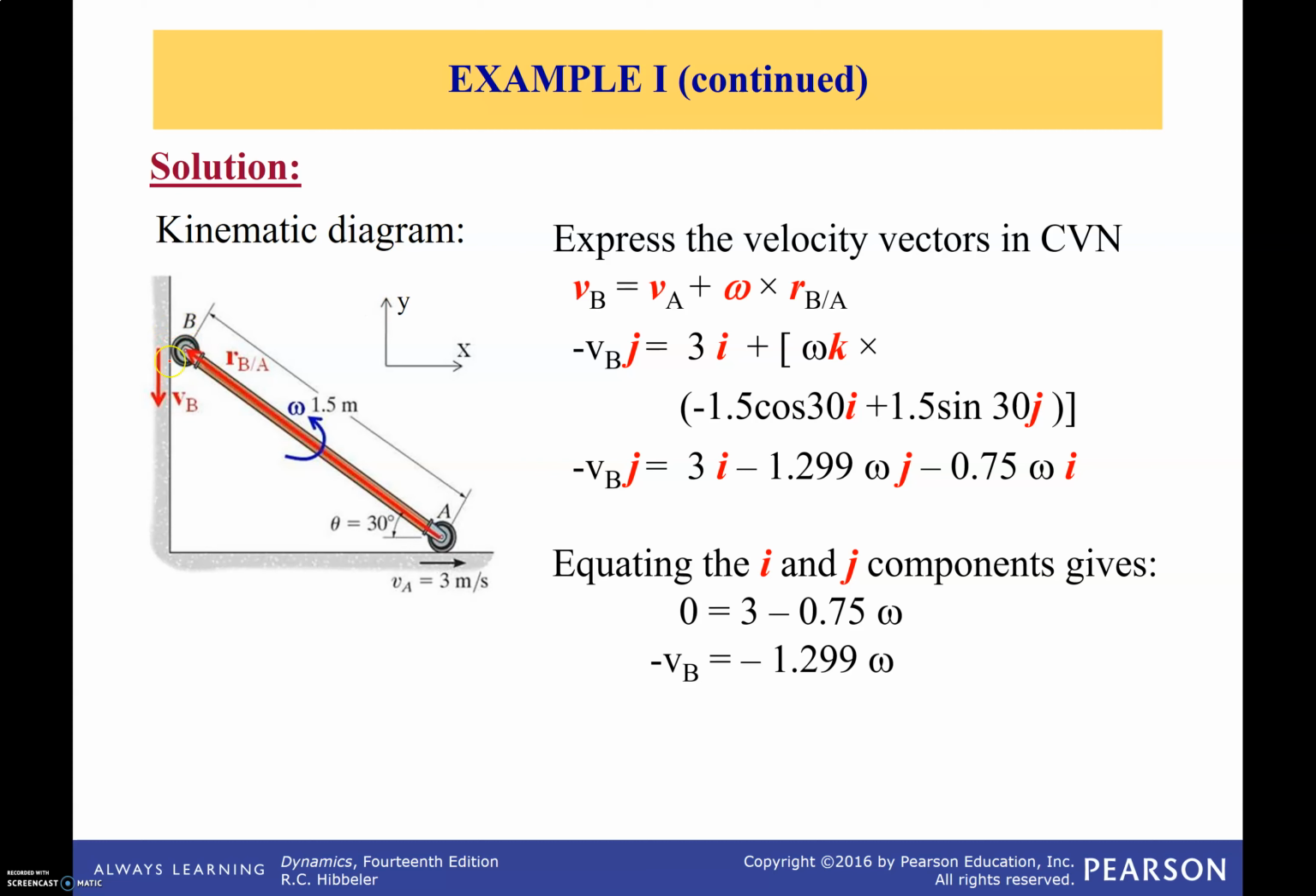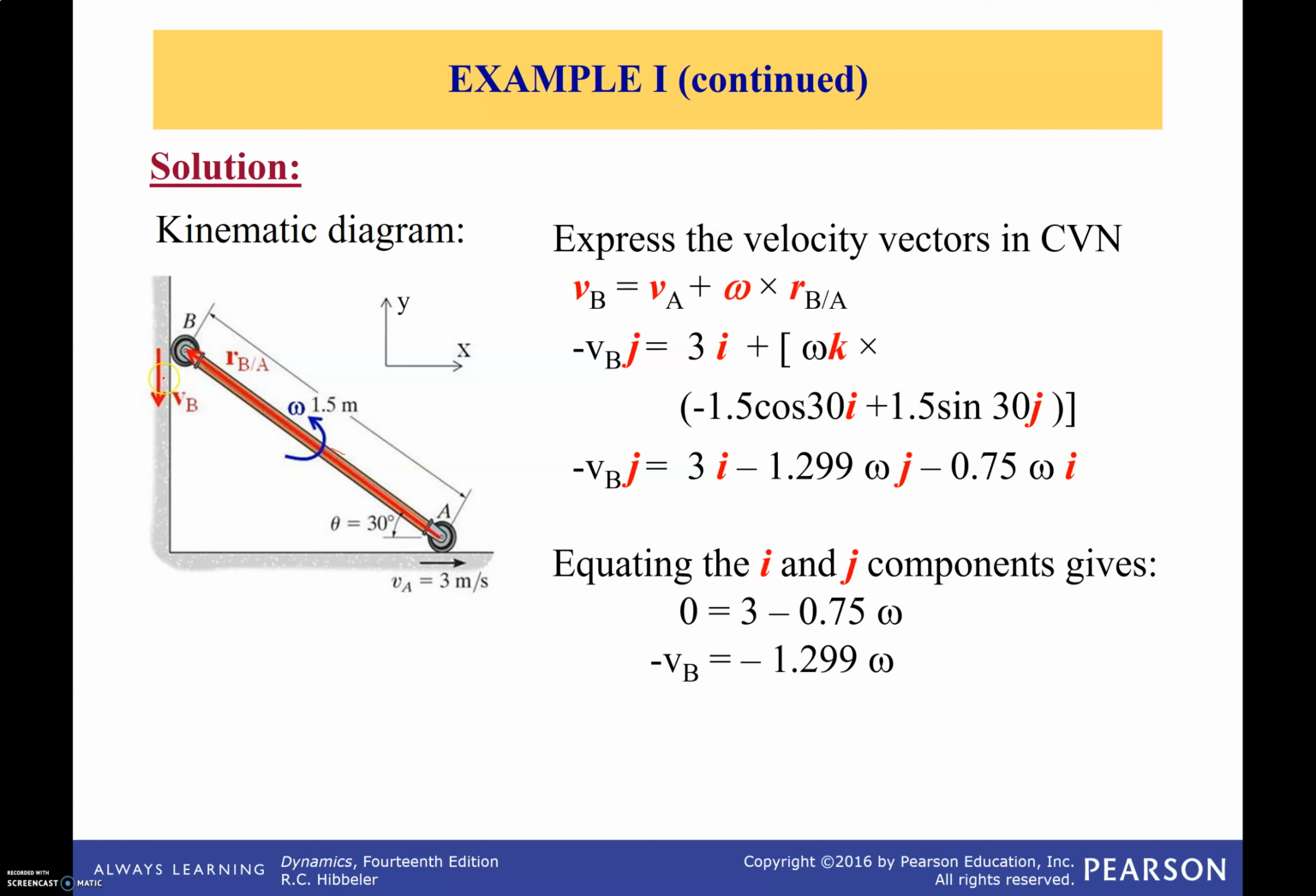So the velocity of this point B here is the velocity of this point A. So this just would be a pure translation. And now we add the rotation of this red vector here, about point A.